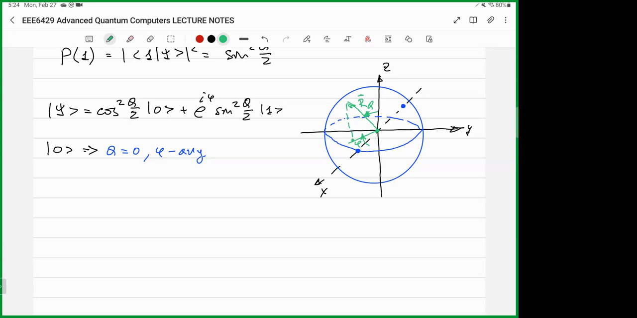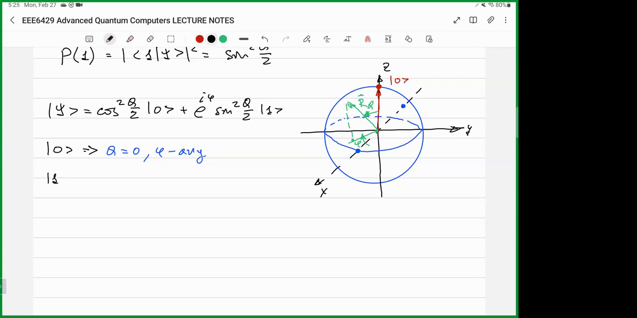Right, so theta equal to 0 and phi any means that the point that I am after is this one. Right, so at this point, this vector r points in this direction, and this direction is defined by theta of 0 and phi any. So this is state 0.